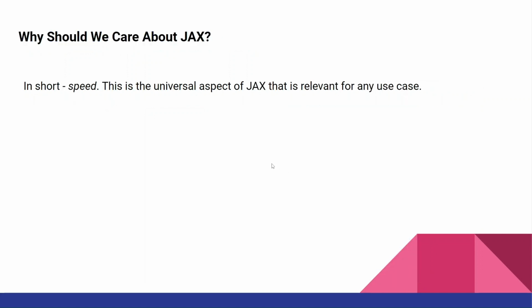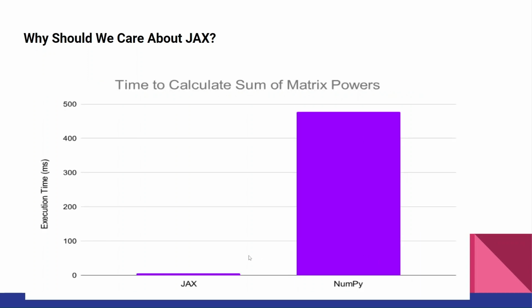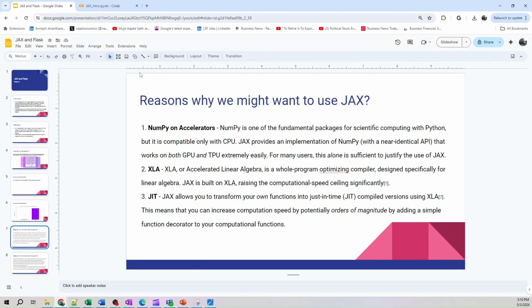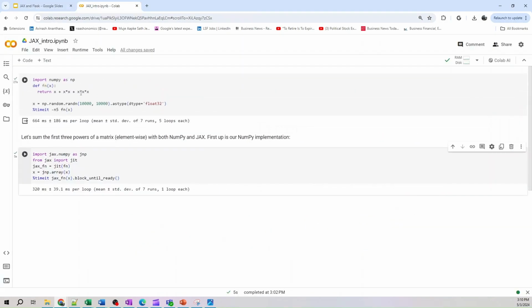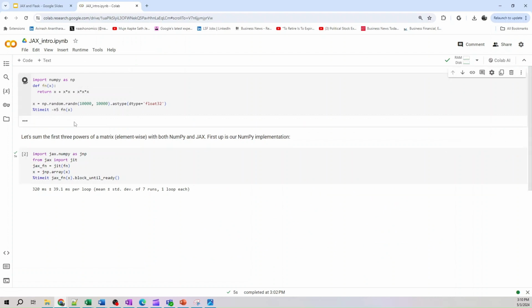So why do you need to care about JAX? Or why should you even take the pain of learning JAX? It's all about speed. This is the universal aspect of JAX that is relevant for any use case. Before we go into this, I'll just show you what we can do. The time to calculate the sum of a matrix power in NumPy takes about 400 milliseconds. In JAX, it takes much less time. So let's go into this example. This is the basic NumPy code I have, wherein I'm just doing an operation. You can see the time here.